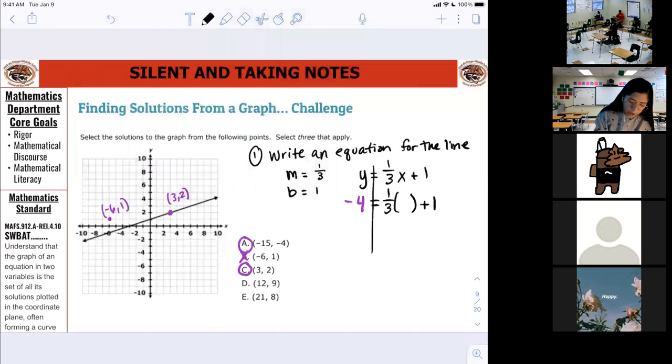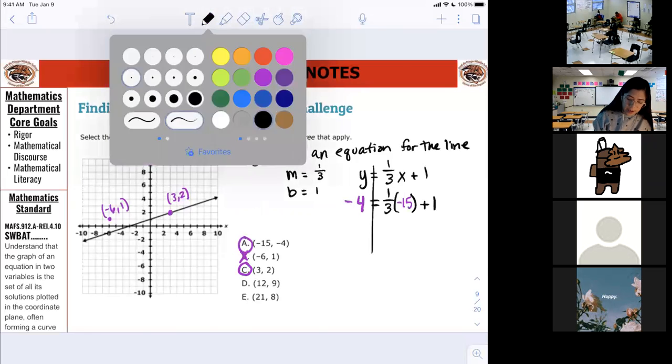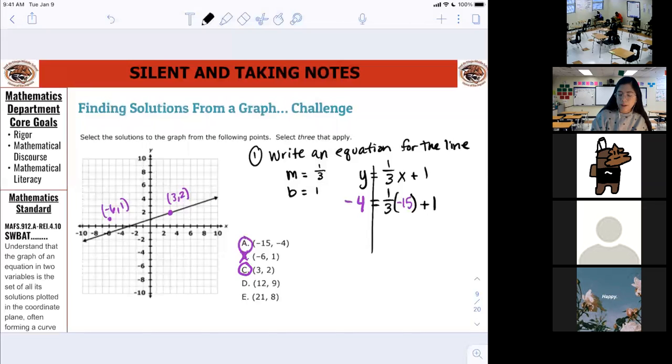Okay, so -4 goes in for y, -15 goes in for x, and when I multiply -15 times 1/3, what do you get? Negative 15/3. And then -15 divided by 3, what's that? -5. Good, -5. All right, and then -5 plus 1 is -4. So that one works out.